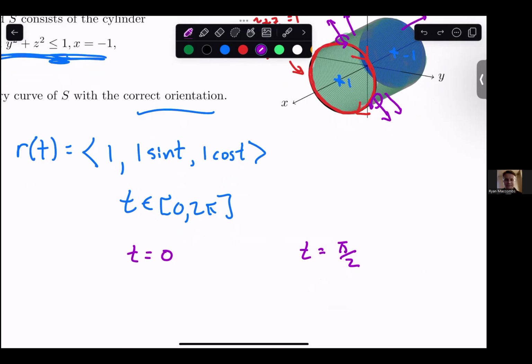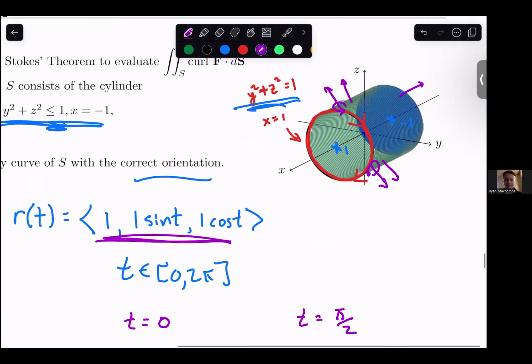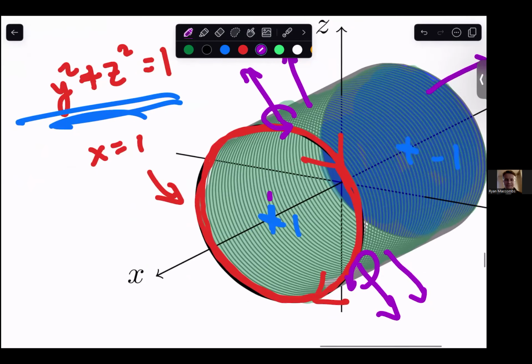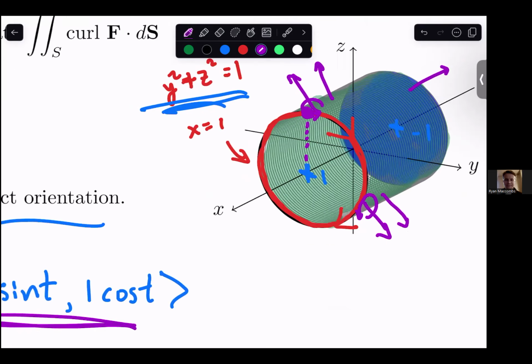So at t equals 0, I would have this point, let's see, 1, 0, 1. So again, I'm plugging in 0 everywhere I see a t for my parameterization. And so let's see, 1, 0, 1, that's going to be kind of up here. So 1 in the x direction, 0 in the y direction, 1 in the z direction. So kind of at the top of this.